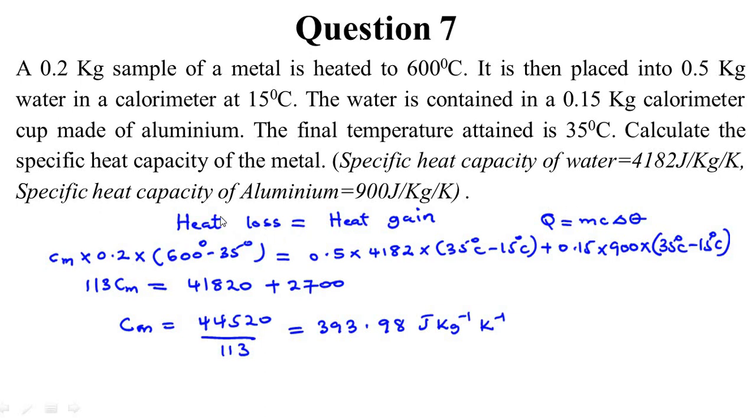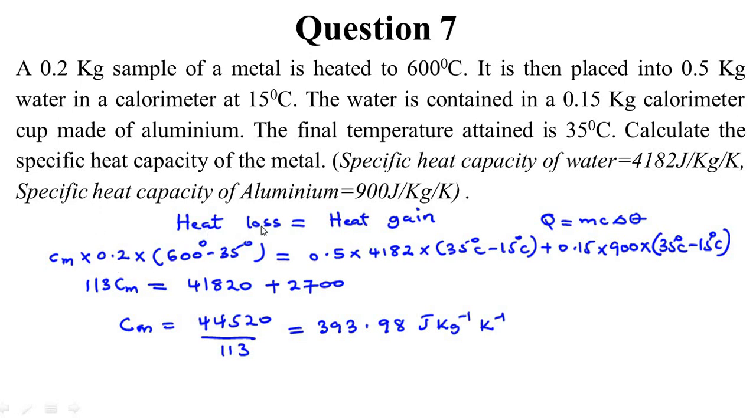Now we are asked to calculate the specific heat capacity of the metal. So let's call it Cm. And for this formula, this metal is what is losing heat. Remember, it was heated to 600 degrees Celsius. So it has to lose some heat to the water in the calorimeter. And because the water is contained in the calorimeter, the heat change is also affecting the aluminum material of the calorimeter, the cup.